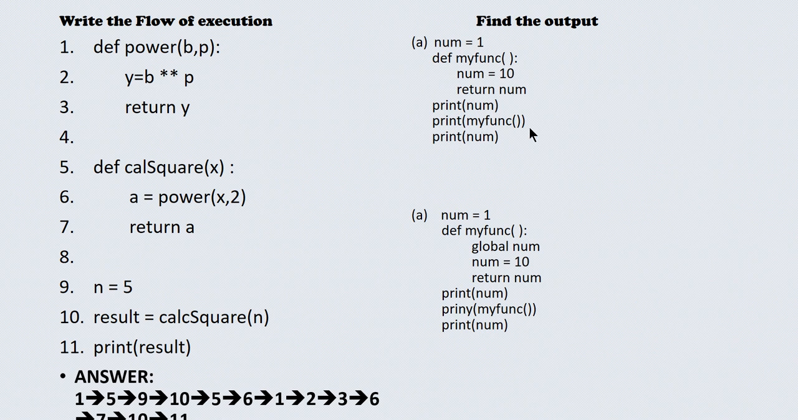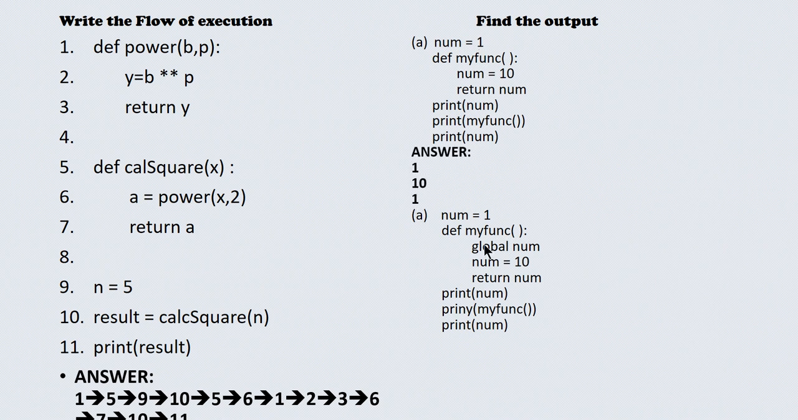So print of my function. When you call this function, what is the value returned by this function? Return num. What is the value of num? It is 10. So when you try to print my function, this function returns the value 10, so it will print the value 10. And then print num again. Here what value will be printed? It will print only the global value 1, because whatever changes you make inside the function will not be reflected in your global variable. So this is the answer for this.